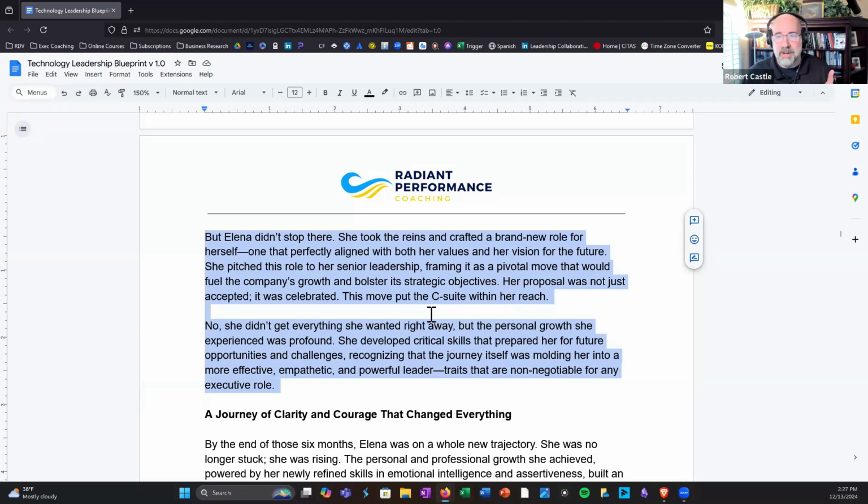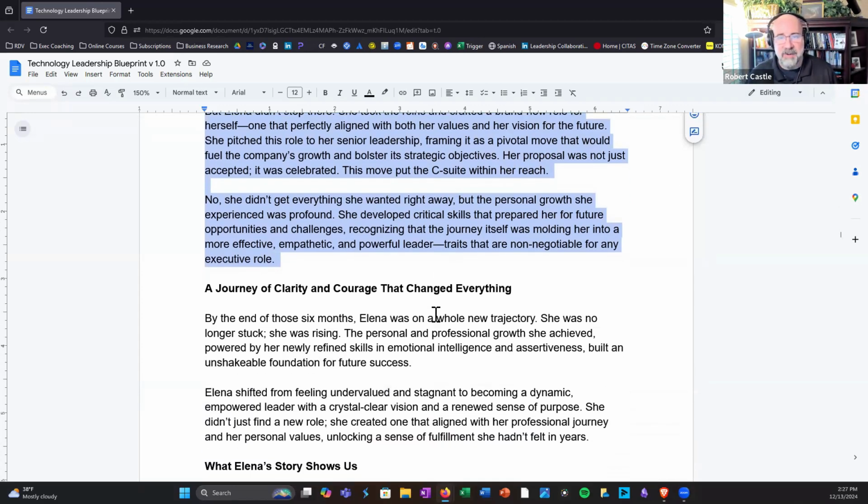This move put the C-suite within her reach. No, she didn't get everything she wanted right away, but the personal growth she experienced was profound. She developed critical skills that prepared her for future opportunities and challenges, recognizing that the journey itself was molding her into a more effective, empathic, and powerful leader. Traits that are not negotiable for any executive role.